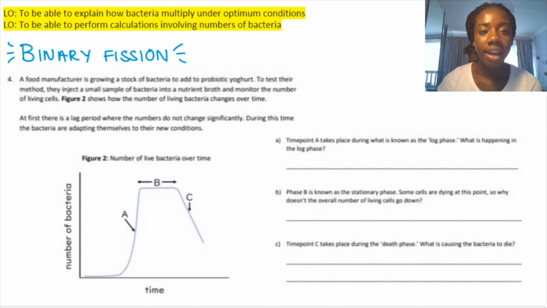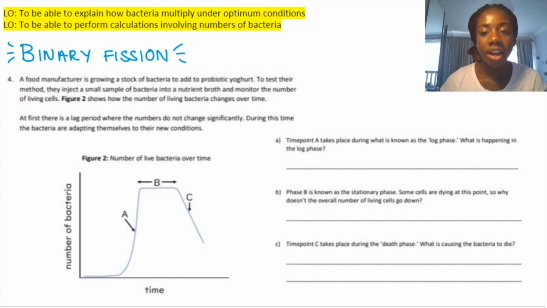So when we first get a question with any sort of diagram or graph, it's important to have a look at it and just to kind of work out what it's trying to tell us. So on this graph, we have the number of bacteria on the y-axis and time on the x-axis. So we can work out that it's showing us how the number of bacteria is changing over a set period of time. So in the portion of the graph marked A, we can see that it's almost a straight vertical line. So we can tell that the number of bacteria is increasing very exponentially.